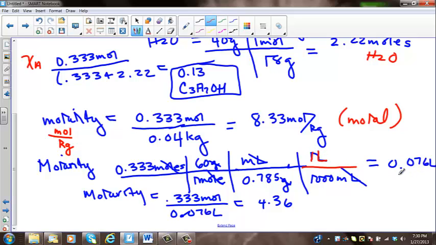So that's 0.076. All of our other units cancel out liters. So molarity is moles over liters. So 0.333 moles over 0.076 liters gave us 4.36 molar C3H7OH.